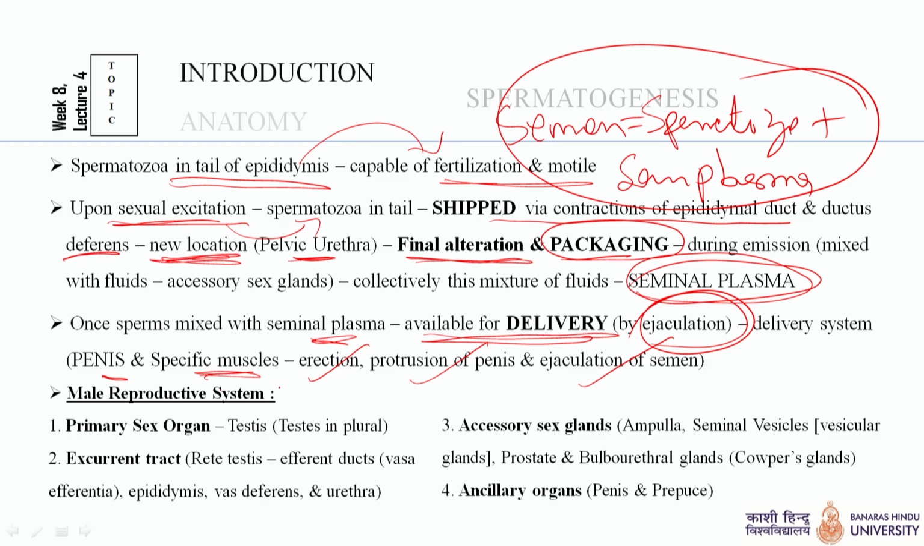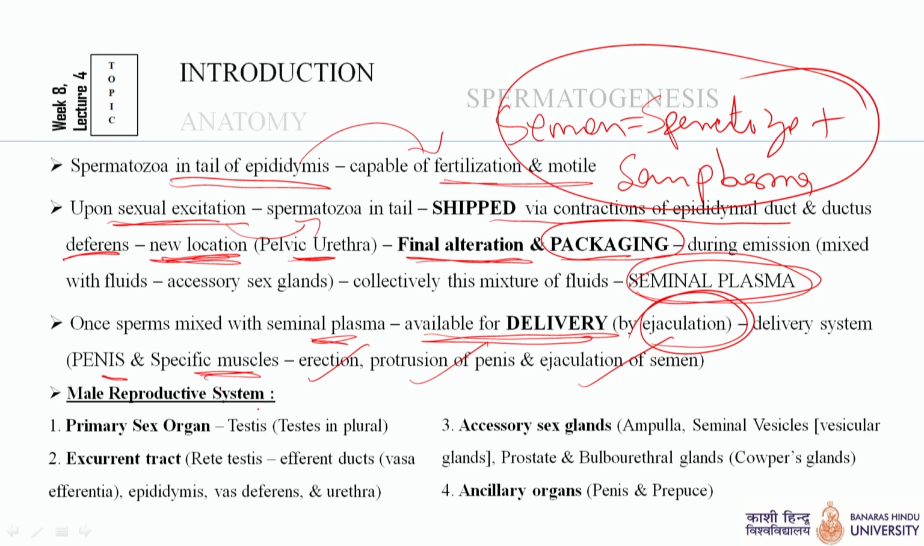This is the simple introduction, the overview of the male reproductive system, how it is produced and how it is delivered, that's all. Now, what is the male reproductive system made up of? The male reproductive system is made up of the primary sex organ. What is the primary sex organ? Testis. That is the primary sex organ.